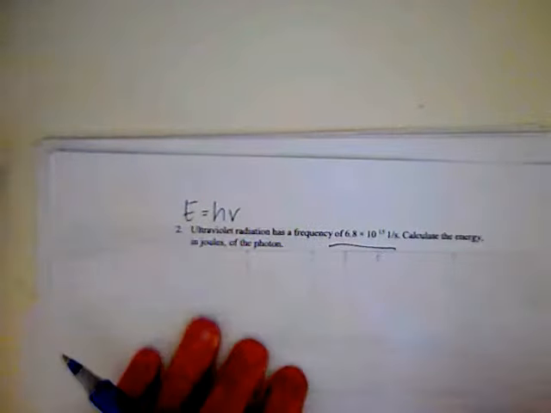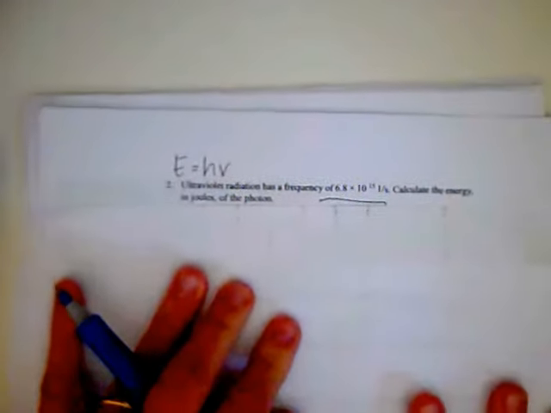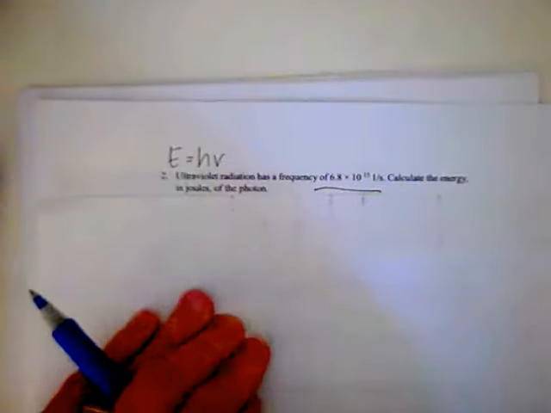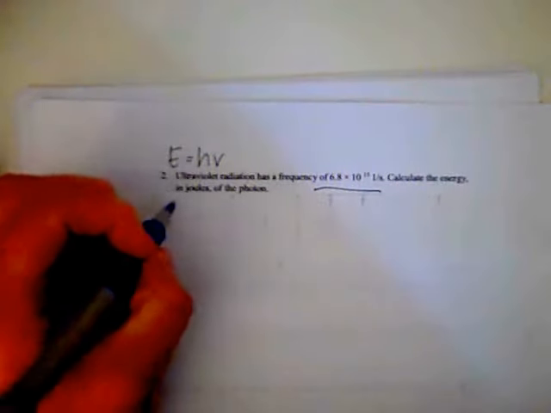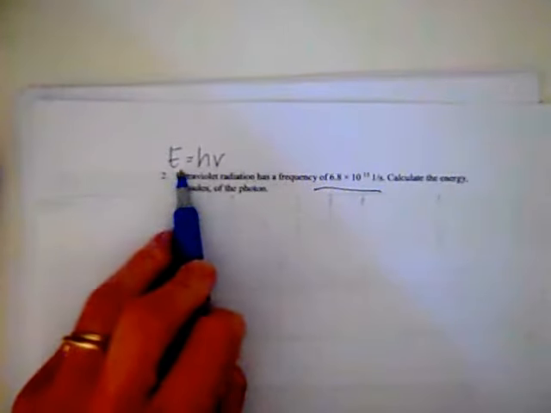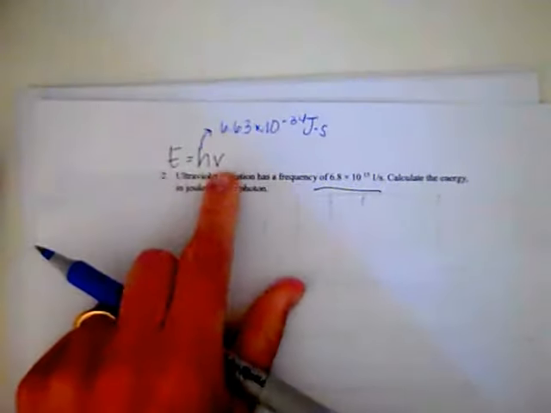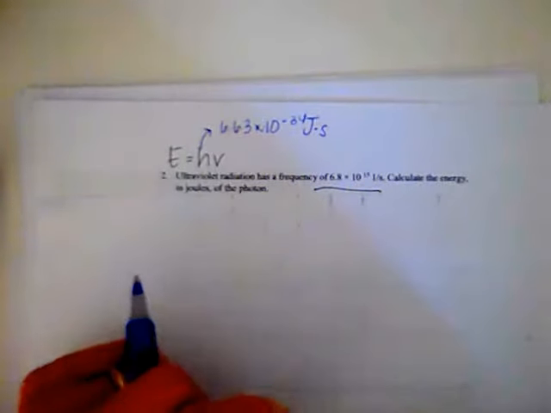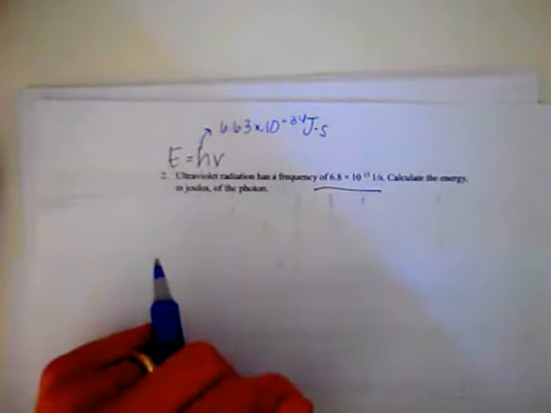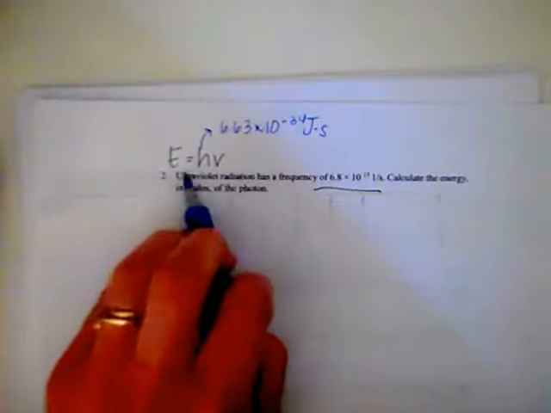On the next page, number 2, it says ultraviolet radiation has a frequency of 6.8 times 10 to the 15th 1 per second. So seconds to the negative 1, or 1 over second. Calculate the energy in joules of the photon. So energy equals Planck's constant times frequency. This is 6.63 times 10 to the negative 34th joules times seconds. Again, you'll never have to memorize this number. I'll always give it to you on a test or a quiz. We have the frequency, nu, and Planck's constant. We just need to find E.